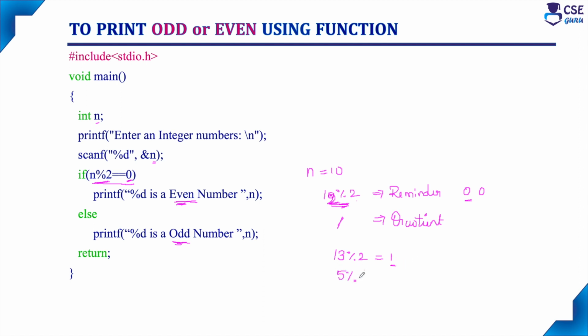5 modulus 2, what is the remainder? 1. 7 modulus 2, the remainder is 1. 51 modulus 2, the remainder is 1. So likewise we need to do the calculation. If n modulus 2 value is 0, the given number is an even number. Otherwise, the given number is an odd number. This is a very simple logic.